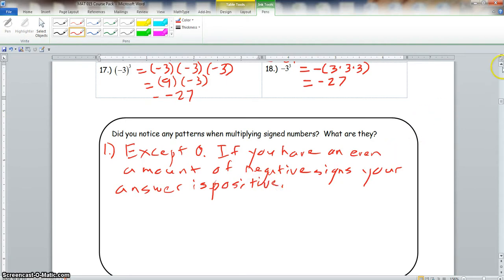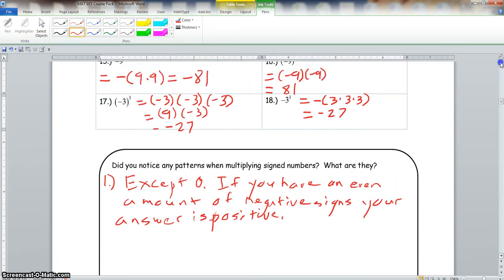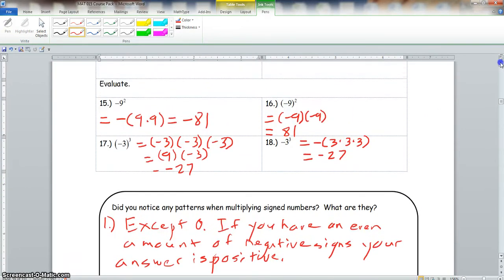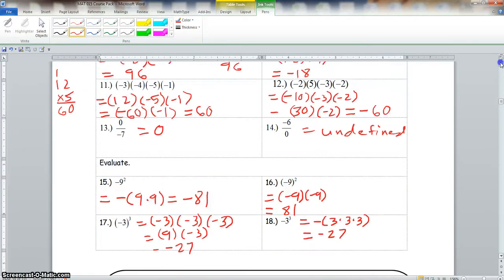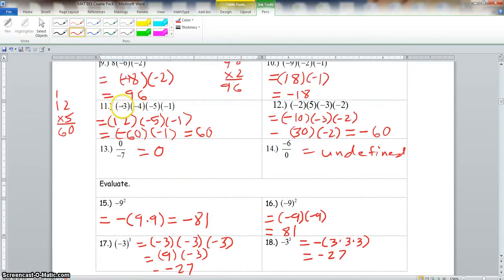Now, let's prove this. Now we go up here. Now remember, the directions ask when we're multiplying. So let's go up here. Look at number 11. We have 1, 2, 3, 4 negative signs, and it's all multiplication, and 4 is an even number, and you notice our answer was positive.